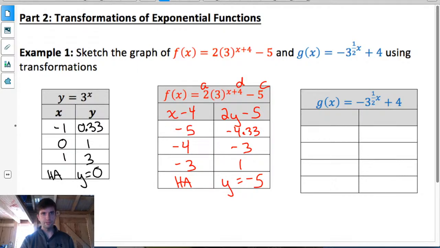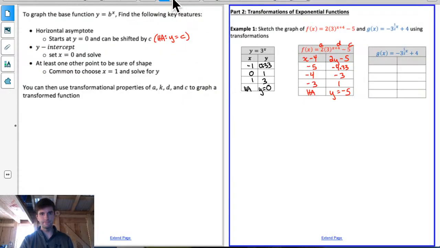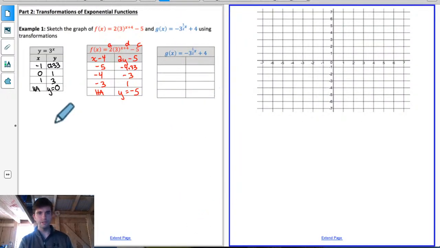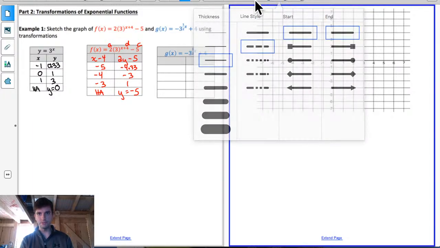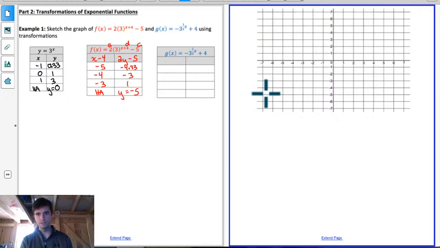So let me just split my screen here, and we'll graph that transformed function. I'm always going to start by drawing the horizontal asymptote. The horizontal asymptote is at y equals negative 5. So I'll do that first. So here's the horizontal asymptote for it. The function will never cross that horizontal asymptote. It'll approach it as x goes to negative infinity.